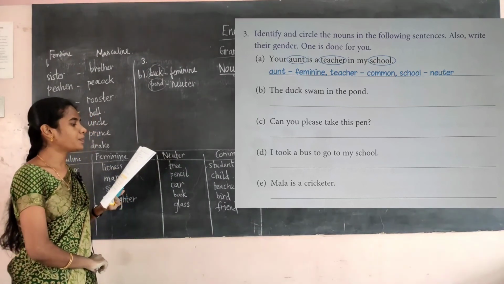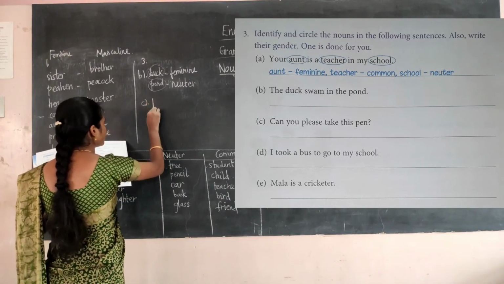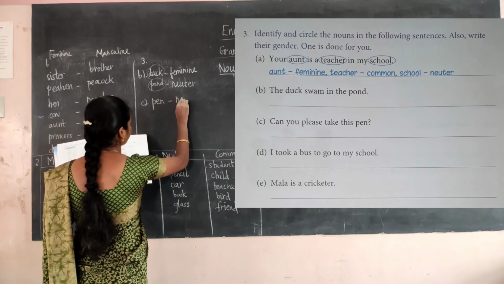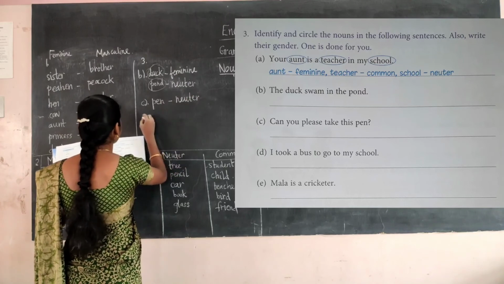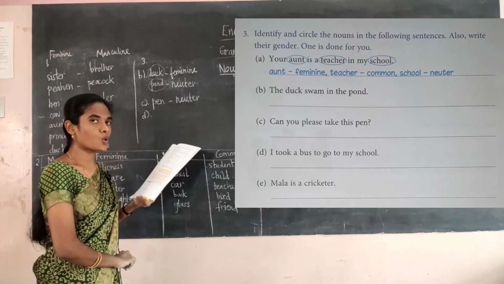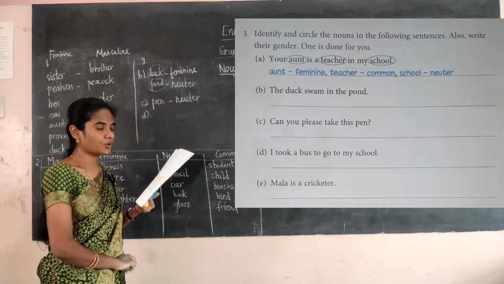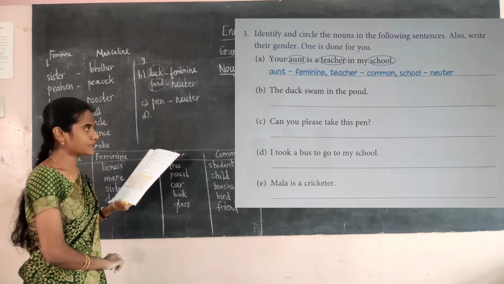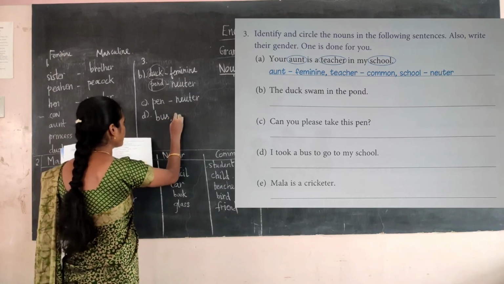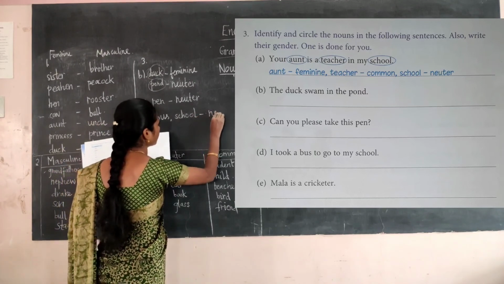Then see, can you please take this pen? So pen is the noun here. What gender is it? It is a neuter. Pen is the neuter. Then D, I took a bus to go to my school. Bus and school are the nouns here. They are non-living things, so they both are the neuter.